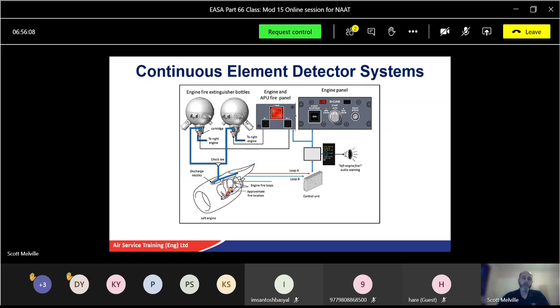So continuous element detector systems, separate types which are enclosed with an armoured sheath. Continuous elements could be damaged by rough handling. Also, every precaution must be taken to maintain the efficiency of the system and check its function at frequent intervals.